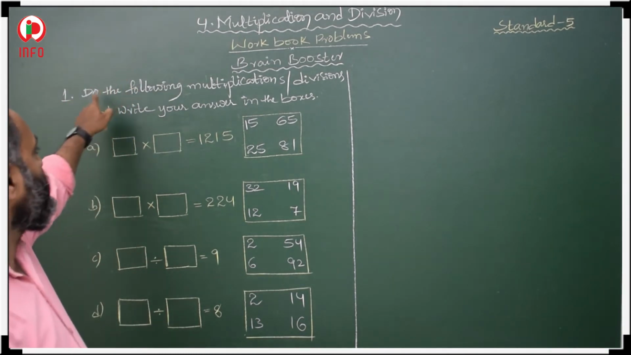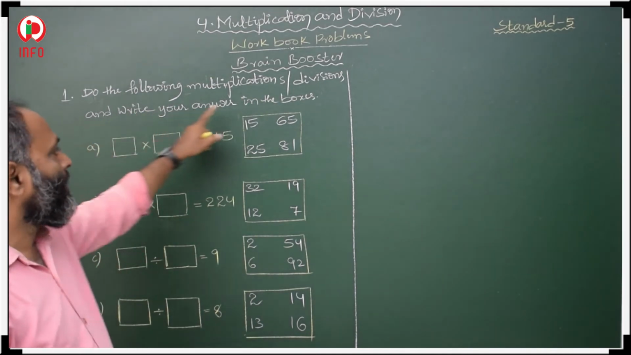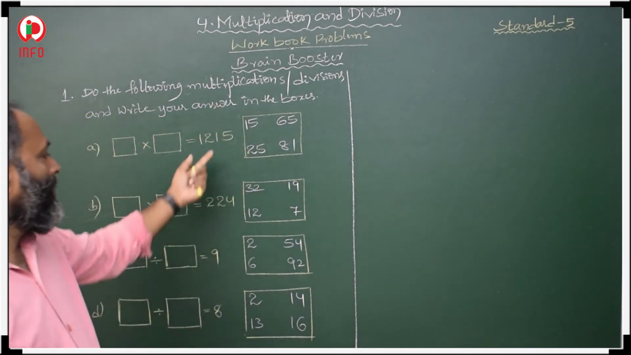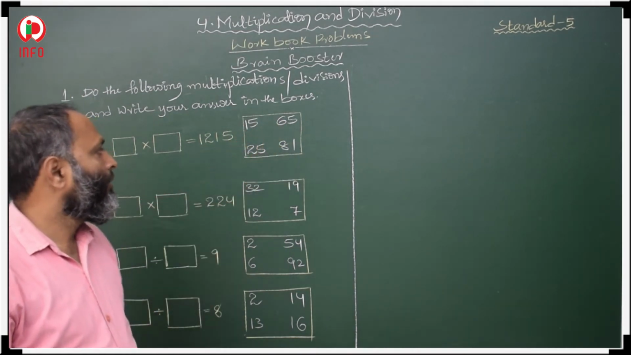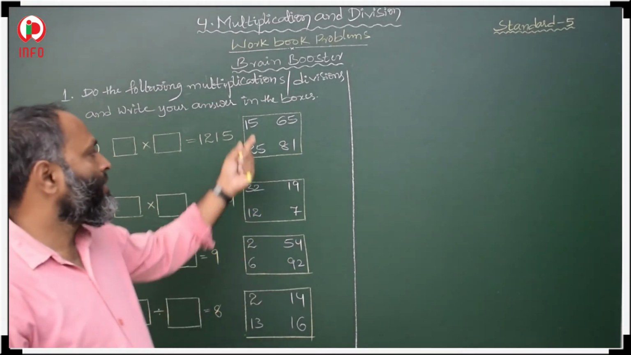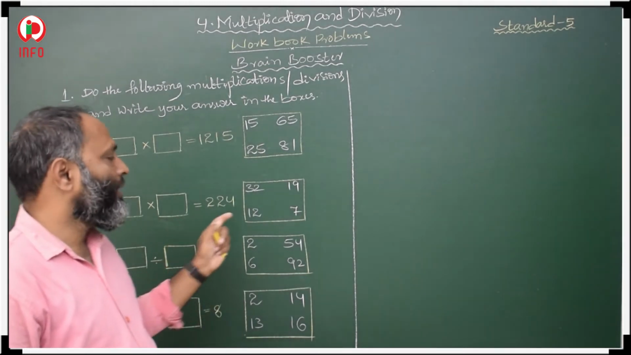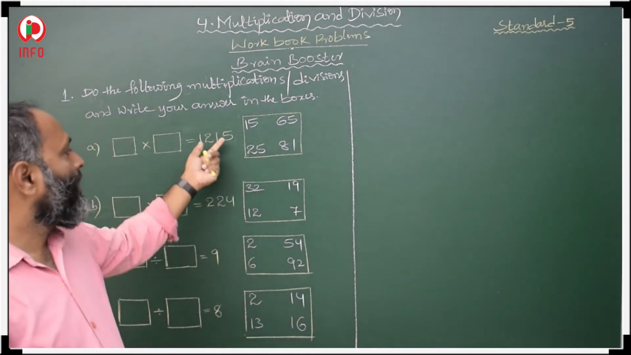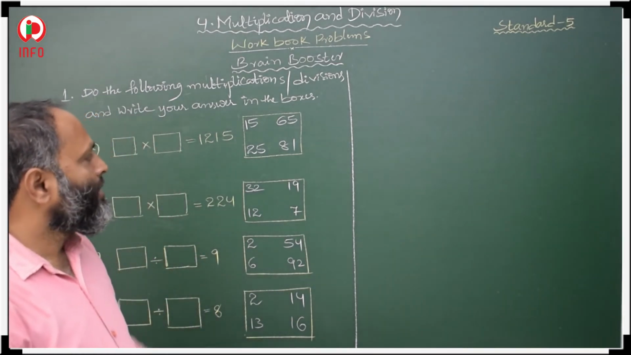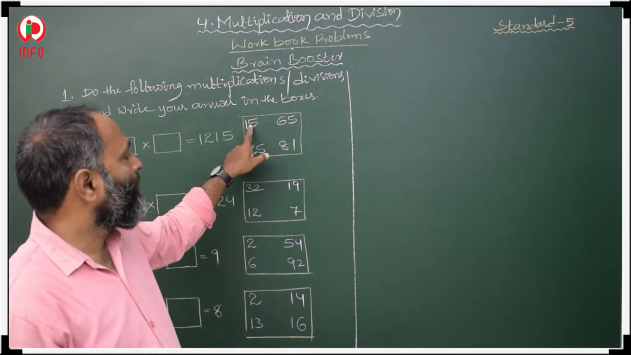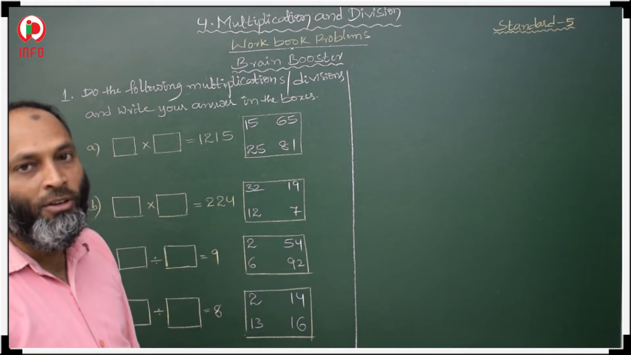Now here, brain booster. In this first question, do the following multiplications and divisions and write your answers in your boxes. Here in the multiplication, the product is given. 4 numbers are given in these numerals. Which two numerals do we have to multiply to get 1215 as the answer? So just check yourself: 15 and 65, 15 and 18, 15 and 25. Like that you have to check and write your answer.